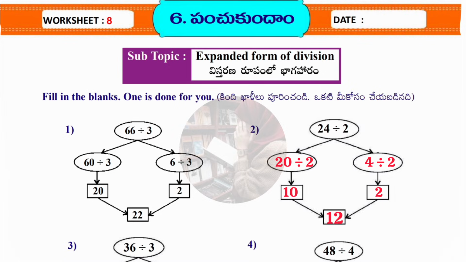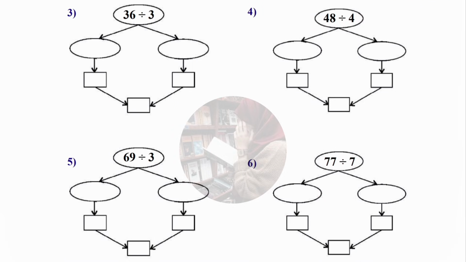Understood? Let's move on to the third one, which is 36 divided by 3. So this we can write as 30 divided by 3 and 6 divided by 3. So 30 divided by 3 is 10. Then 6 divided by 3 is 2. So 10 plus 2 is 12. So 12 is the answer. If you cross check 36 divided by 3, you will get the answer as 12 itself.